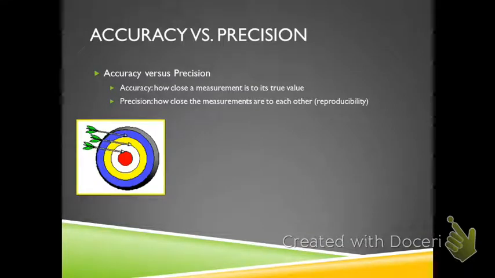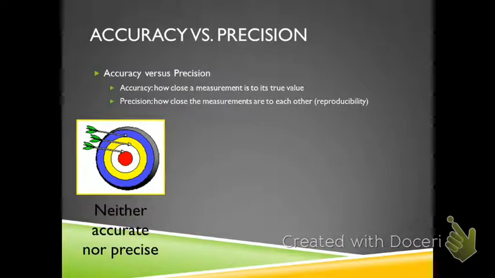Now, the other topic you guys have to be good at is accuracy versus precision. Accuracy is how close a measurement is to its true value, or what it's supposed to be, and precision is how close the measurements are to each other. Reproducibility. Can you reproduce your measurement, good or bad?